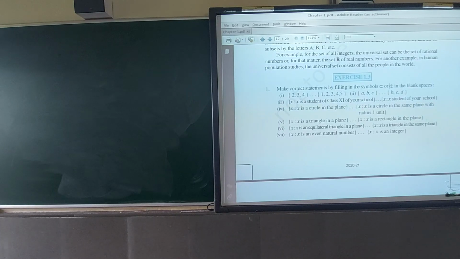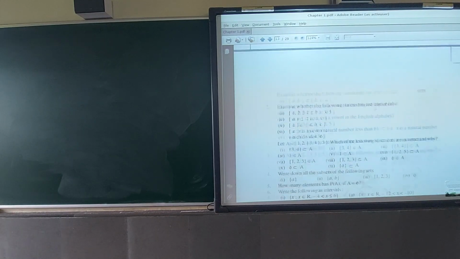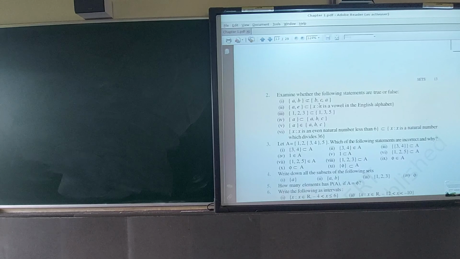Now the seventh one: x is an even natural number, or here an integer. So do all the even natural numbers come in the integers or not? Yes, all the even numbers come in the integers only. So here you can write the subset sign. Now we move to the second question: examine whether the following are true or false.